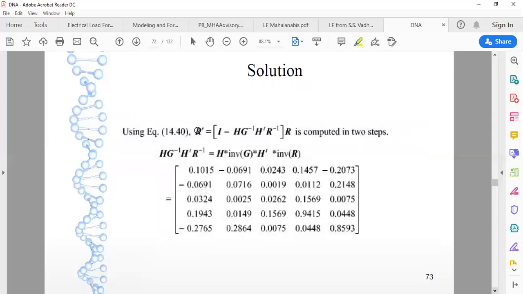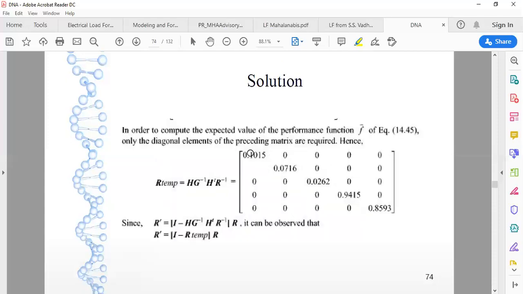Now R dash, as we have already derived, the covariance matrix is defined as I minus H G inverse H transpose R inverse, multiplied by R, where I is the identity matrix. R is known to us, so R dash can be easily found. Let us first find the value of this. The value found here is an M cross M matrix. From visualizing this, we can say it is a matrix of 5 cross 5. Hence, in this example, we have 5 measurements.